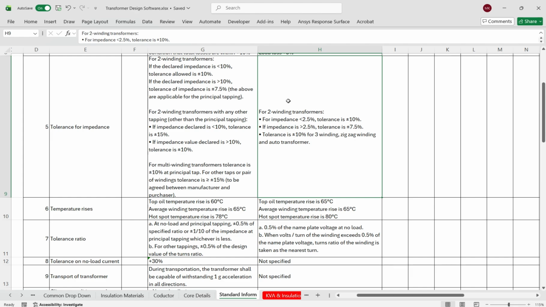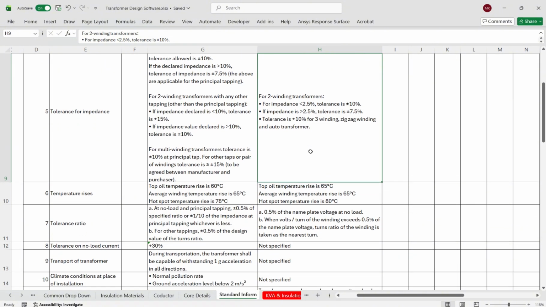But for the IEEE, that's different. For two-winding transformer, they specially inform one thing. If it is less than 2.5% impedance, the tolerance will be plus minus 10%. But if it is greater than 2.5%, the tolerance is 7.5%. The tolerance is plus minus 30% for three winding, zigzag winding, and auto transformer.